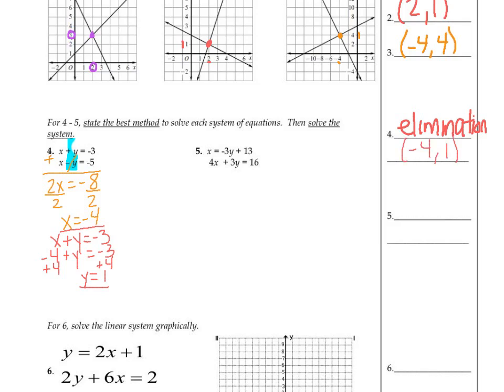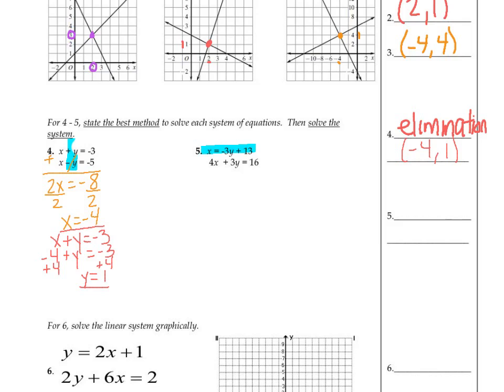So now moving on to number 5. It gives us x equals -3y plus 13 and 4x plus 3y equals 16. So we could notice right from the start that first equation, x equals -3y plus 13, is already solved for x. So because of that, we can just plug that in for x into our second equation.